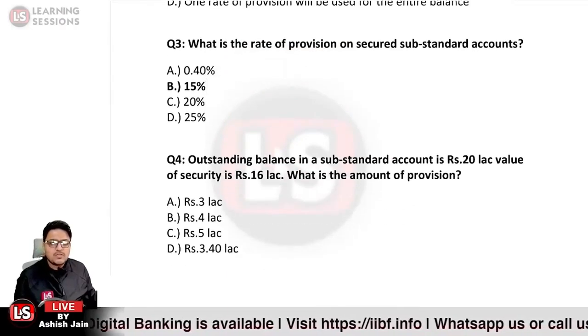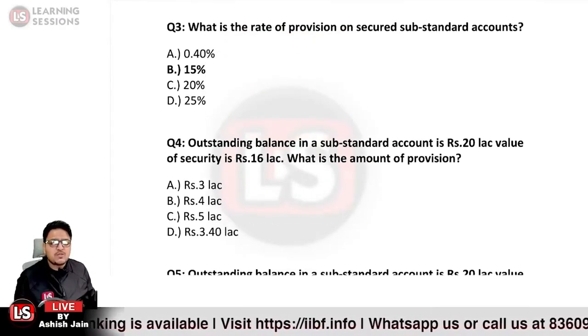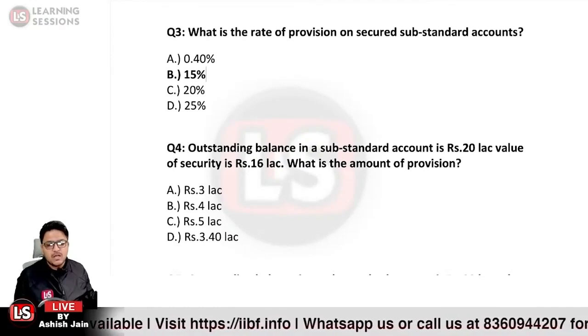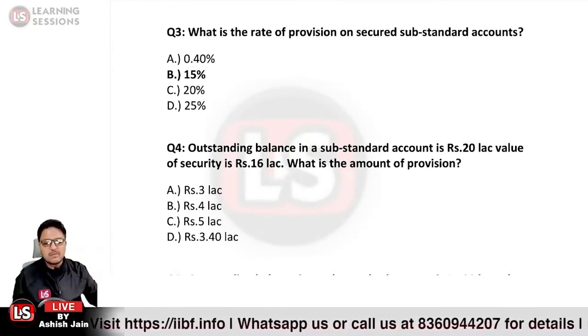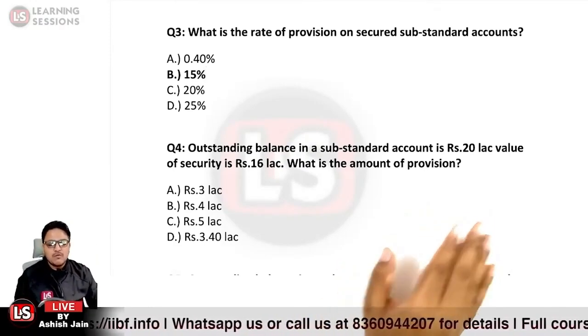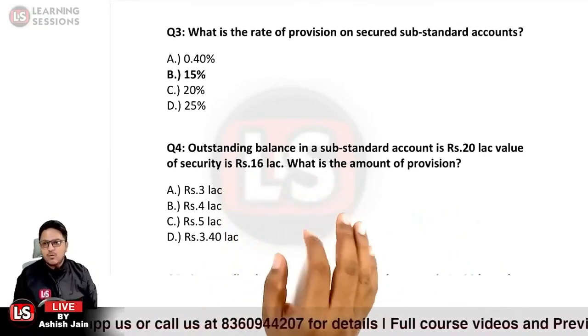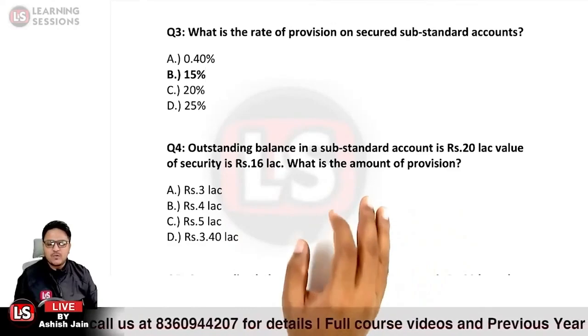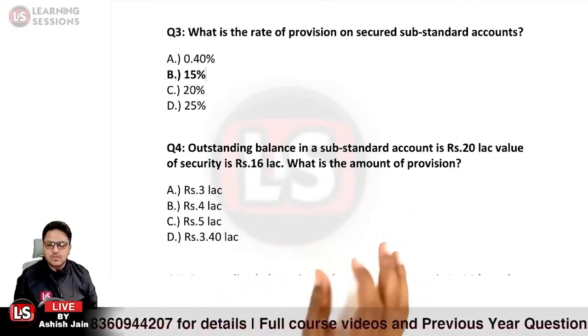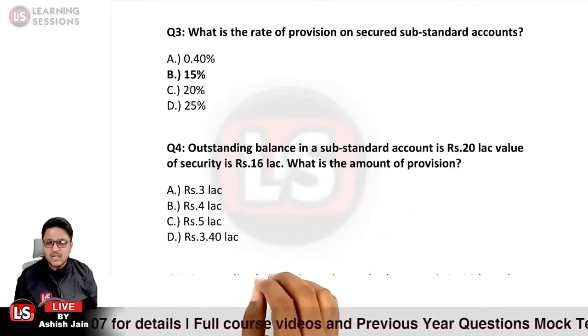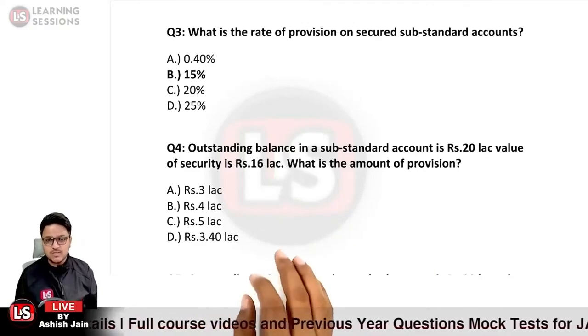Further, the outstanding balance in a substandard account is 20 lakh rupees. The value of security is 16 lakh rupees. What is the amount of provision? Rupees 3 lakh, 4 lakh, 5 lakh or 3.40 lakhs? What would be the right answer in this particular case? Kindly do answer at the earliest.